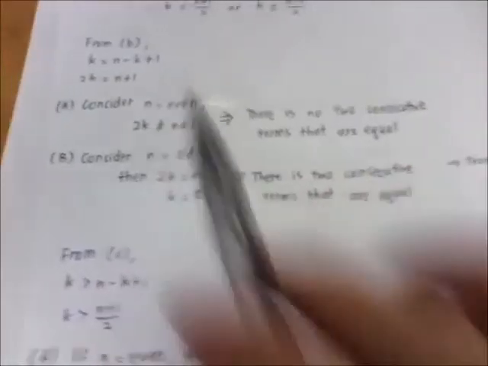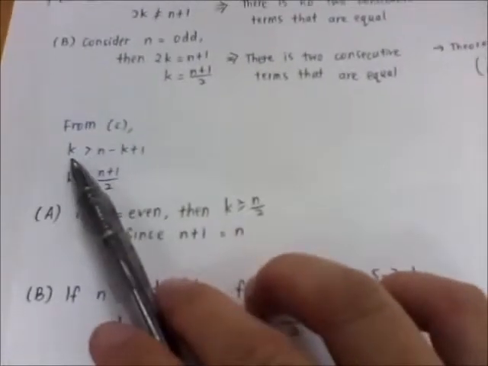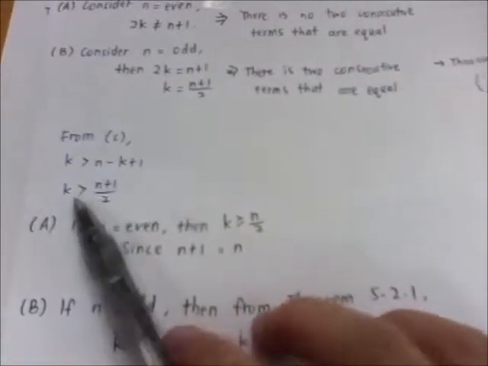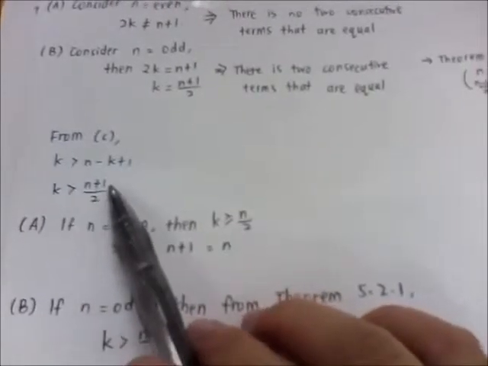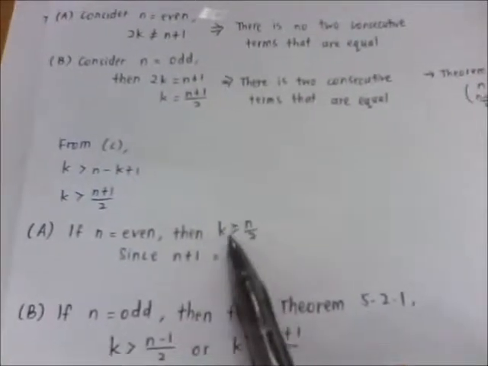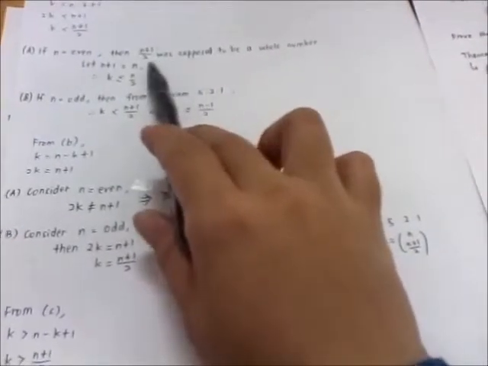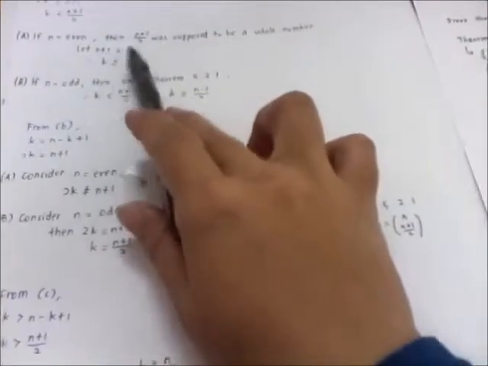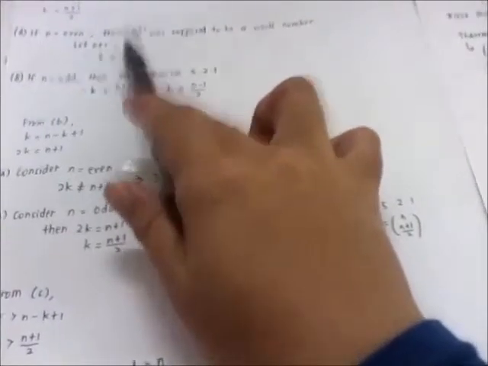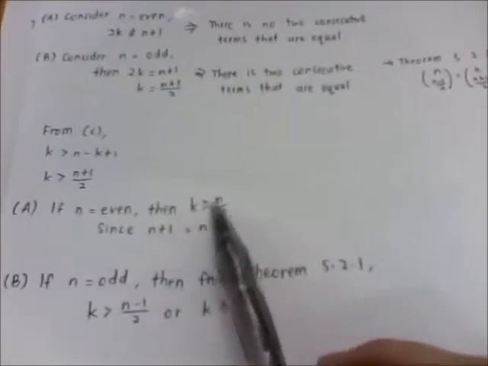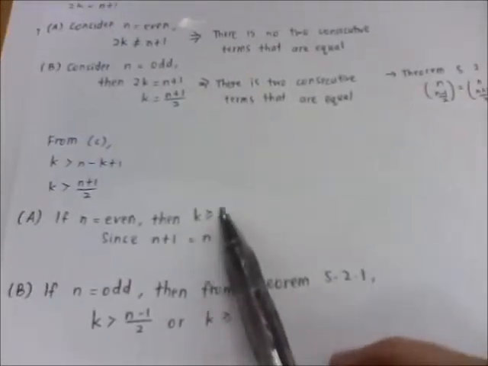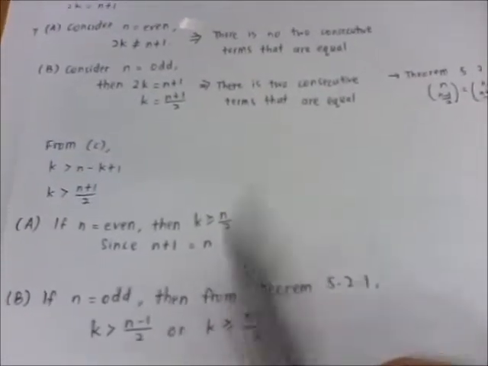Okay, this is what this means. From C, we can see that k is bigger than n minus k plus 1, so k is bigger than n plus 1 over 2. For this one, if n is even, then k is bigger than or equal to n over 2. This is just the same as part A just now. When I say n plus 1 over 2 was supposed to be a whole number, we can just rewrite n plus 1 as n. So the same one, I rewrite it as n. So k is bigger than or equal to n over 2.